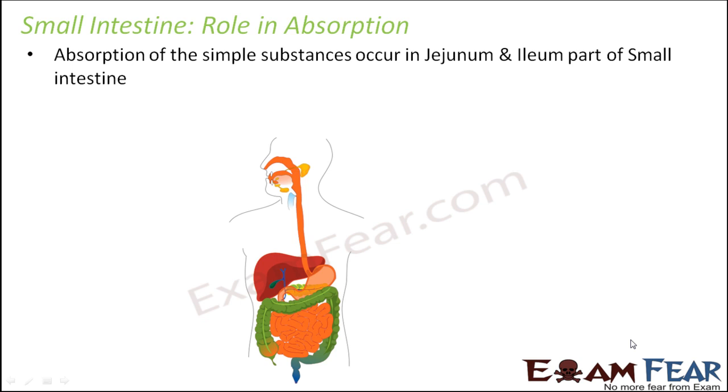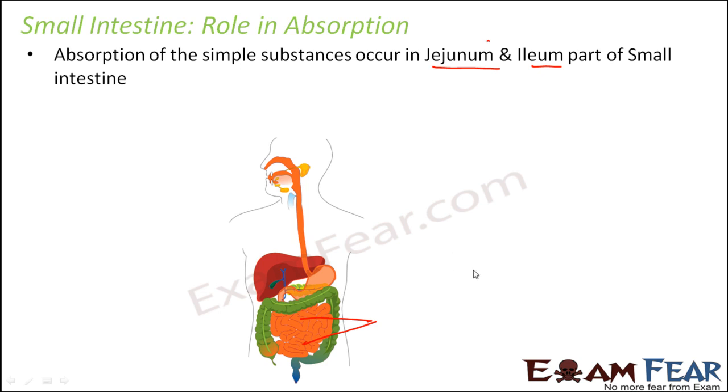Okay, so absorption does not occur in the duodenum. It occurs in the jejunum and ileum part of the small intestine, as I have mentioned before also. Now, structure-wise, why are the jejunum and ileum better for absorption? That is because both of them are highly coiled structures, and coiled structures are better for absorption.